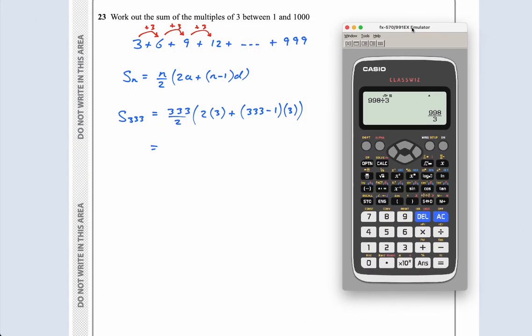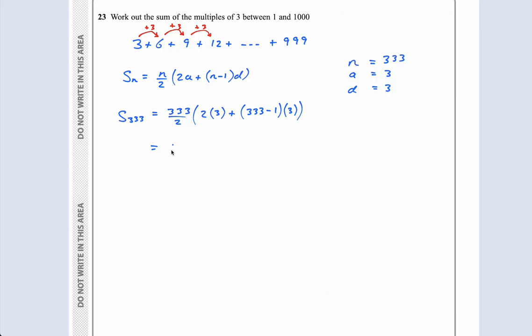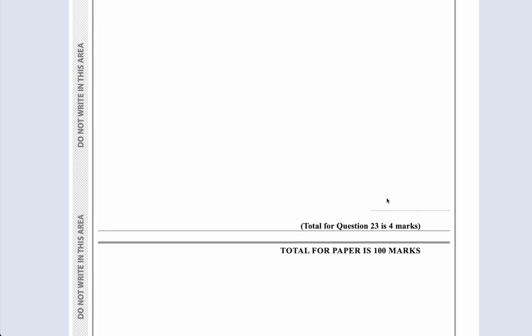Let's do it over here. I can do 333 over 2, brackets, 2 times 3, plus, that's obviously 332, but let's just do 333 minus 1, close brackets, times 3, press enter, and I get 166833. 166833, and that is the answer, guys.